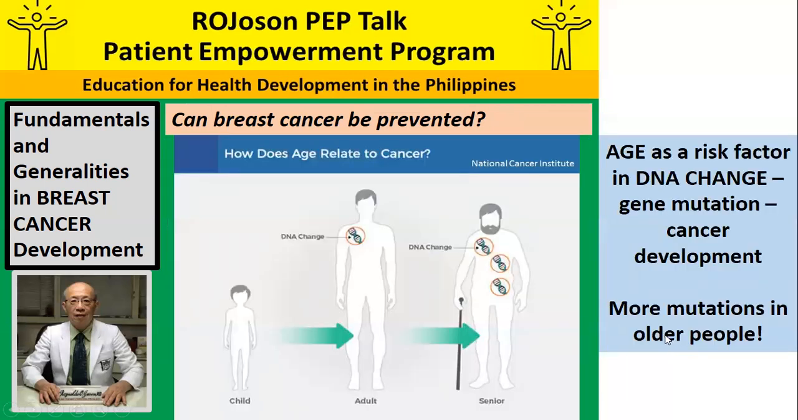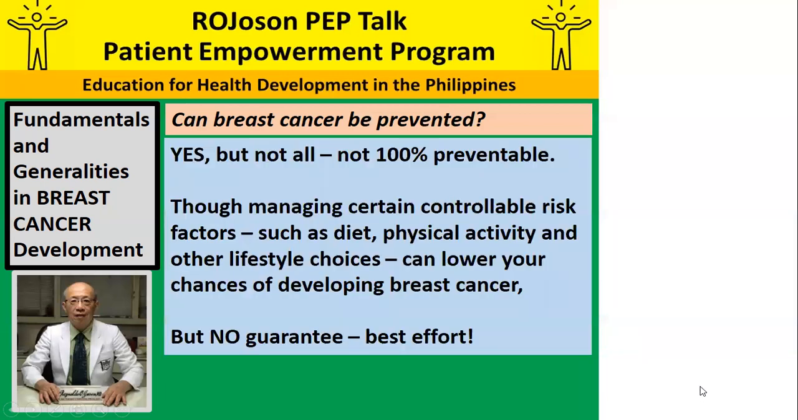So this is an infographic illustrating age as a risk factor in DNA change, leading to gene mutation and then cancer development. Usually there are more mutations in older people. Though managing certain controllable risk factors such as diet, physical activity, and other lifestyle choices can lower your chances of developing breast cancer, there is no guarantee. So, best effort.